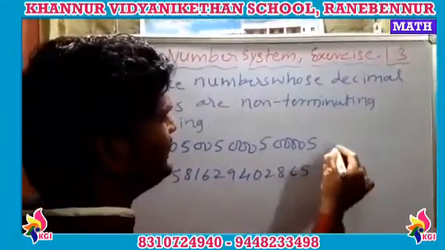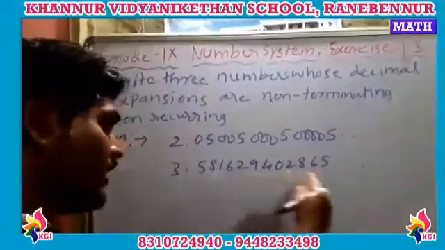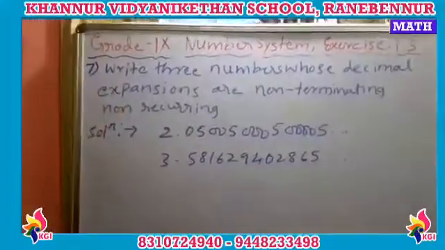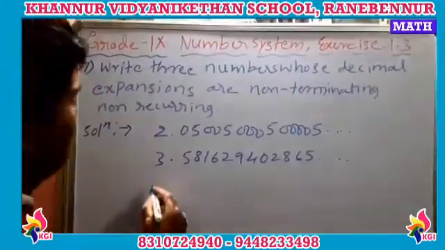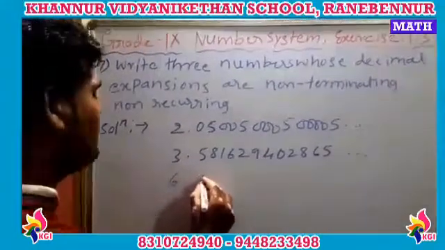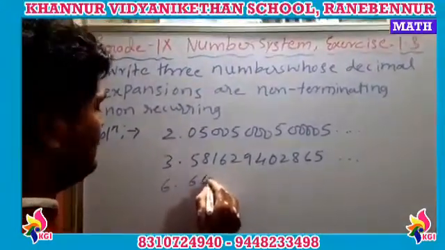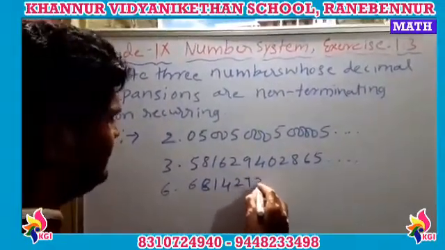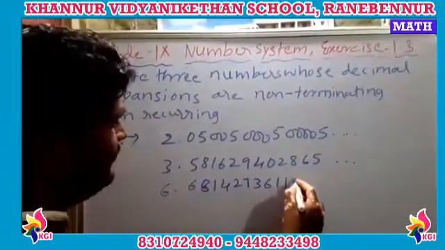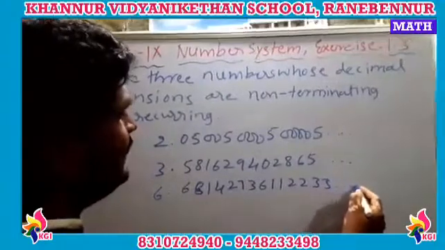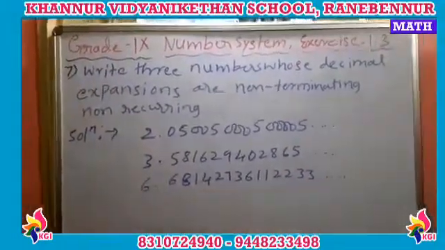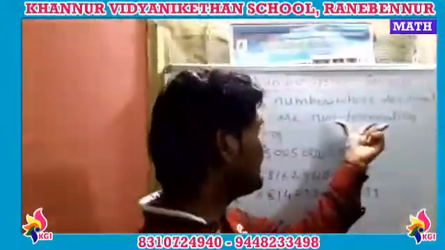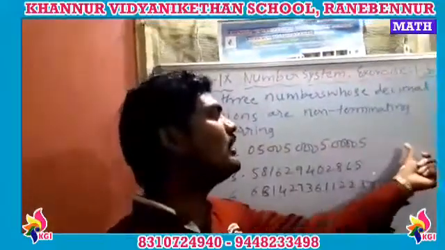Anything repeating? Okay, so is there any follow-up, same case, any group recurring thing? Not there. It is one kind of a decimal expansion. So like that we can go for one more. 6.8142736112233 anything like that. Is there any same thing? Not there. So like that they have asked for a few decimal expansions to write which are non-terminating and non-recurring. So still it is going on many things, right?